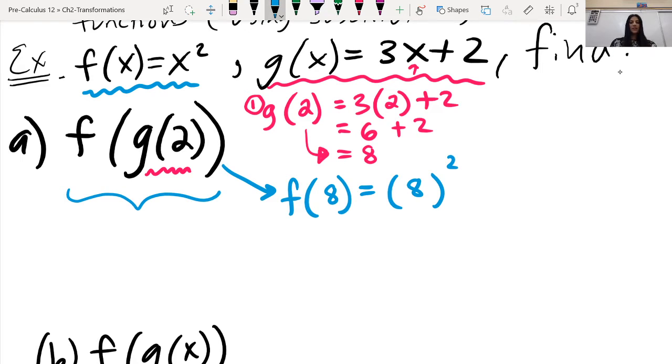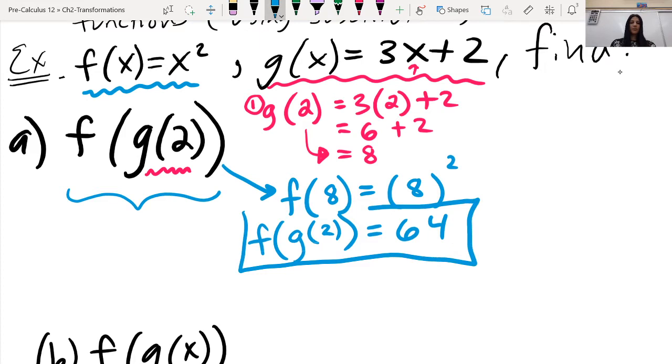And what I like to do is, at the end, obviously we know 8 squared is 64, but I think it's nice to put things together at the end and to show where this came from. So to make this super clear, what we're saying is f of g of 2, when we put it all together, ends up being equal to 64 overall.